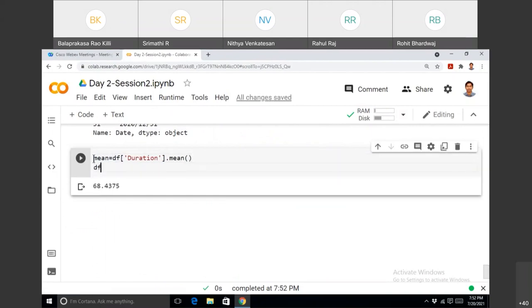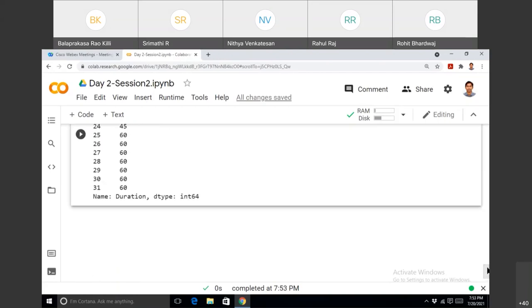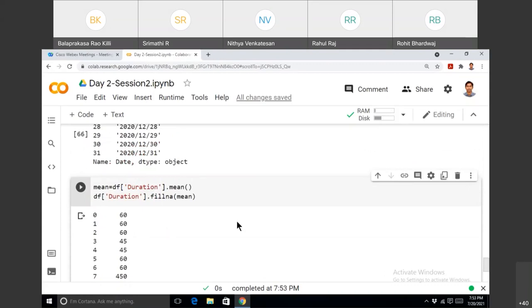Now what do I do? df dot duration dot fillna, what to fill with? I'm filling with the mean value. This way you can do it. 68 point something, it will come. Okay, there are no null values in this df dot duration. Let me change it to something else. So this way, here there are no null values, but if there are null values, it will fill the null values with the mean value. Is it okay?